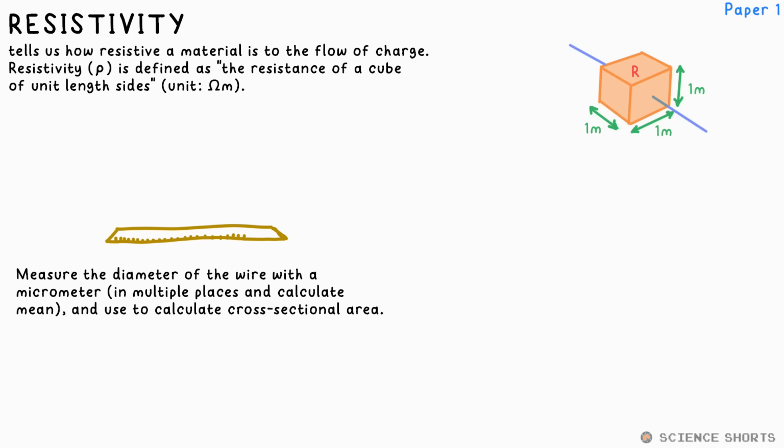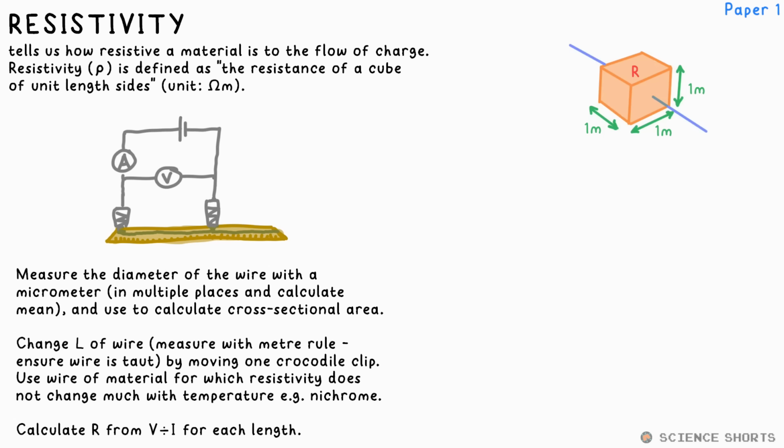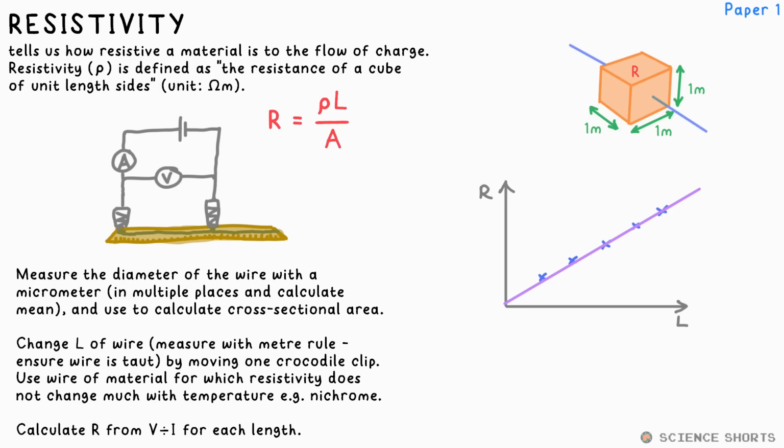To find resistivity, we measure the diameter of a wire with a micrometer and calculate area from that using pi d squared over 4. We then measure V and I to calculate R for varying lengths of the wire measured with a meter rule. Plotting R against L gives a proportional relationship. The equation for resistivity, therefore, is this: R equals rho L over A, where rho is resistivity in ohm meters. Rearranging this, we have rho equals RA over L. The gradient of the graph is R over L, so multiplying by this area gives us the resistivity.